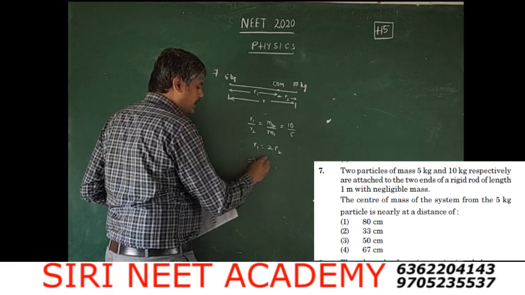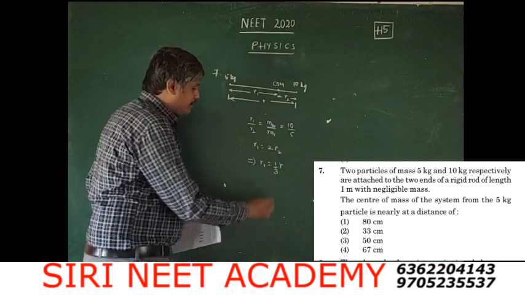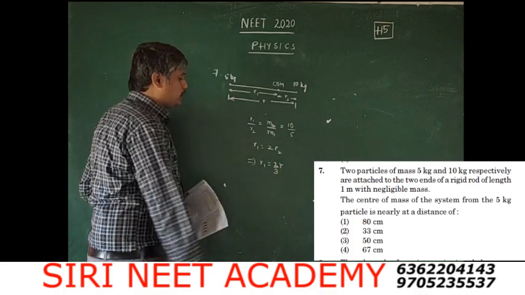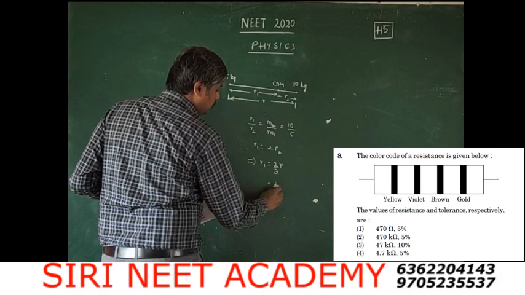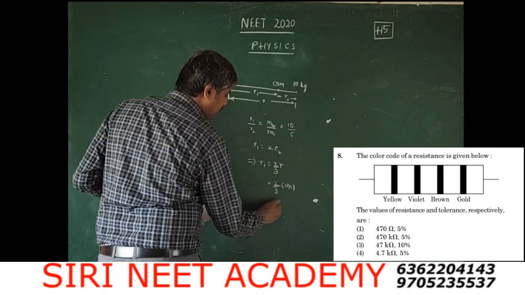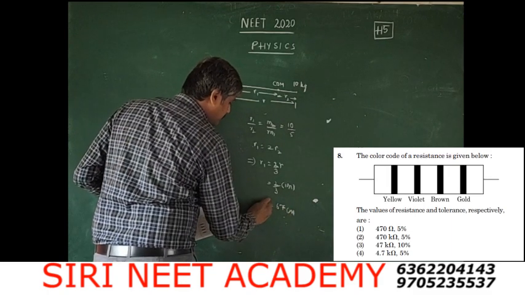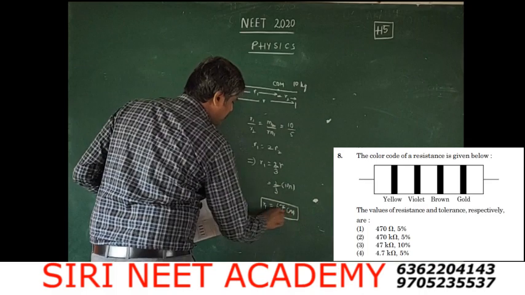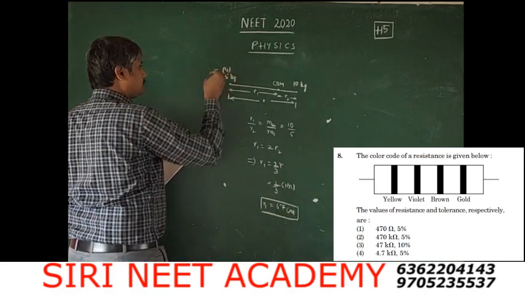So I can write R1 is equal to 2/3 of R. R is given as 1 meter, so that is 67 centimeter approximately. So the option corresponding to this one will be 4.